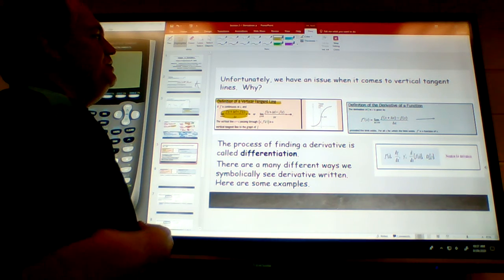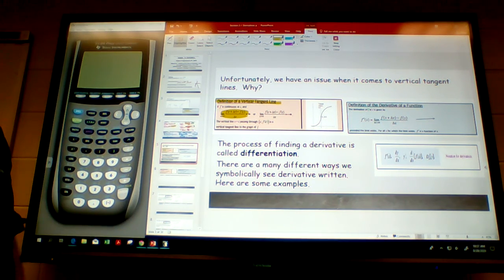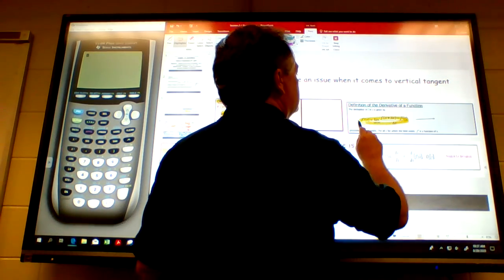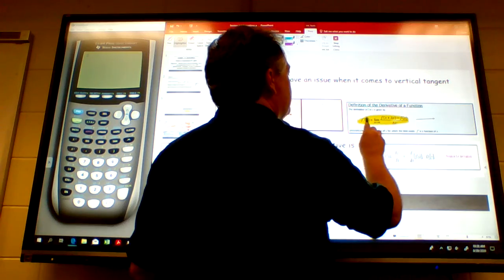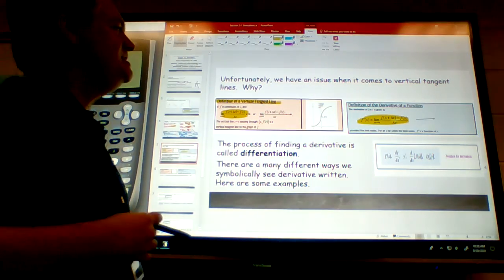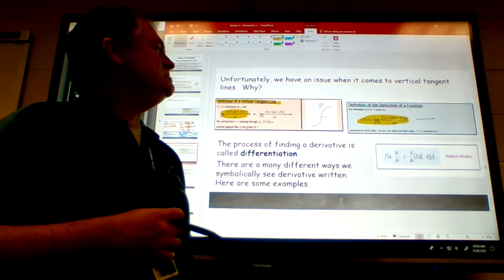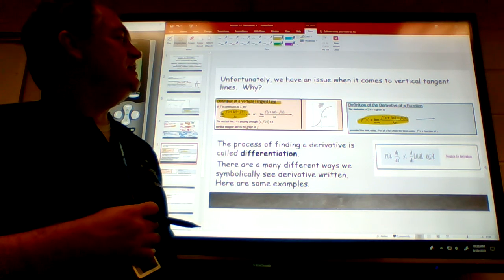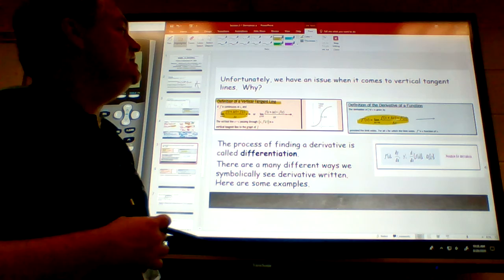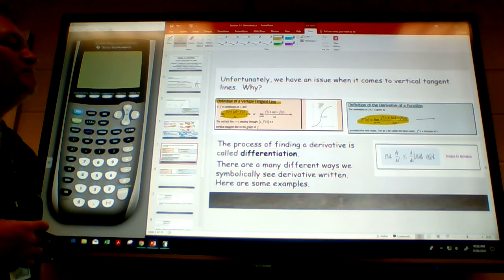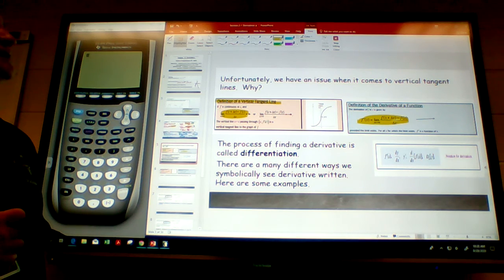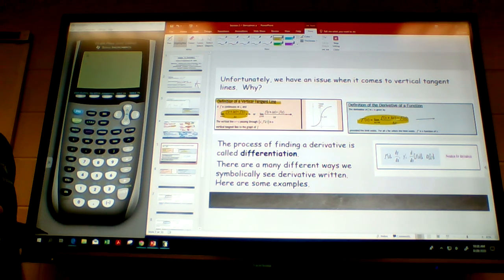Which leads us to determining the derivative of the function. The derivative is called f prime of x. It equals the limit of f of x plus delta x minus f of x all over delta x as delta x approaches 0, provided that the limit exists, for all x for which the limit exists. F prime is a function.